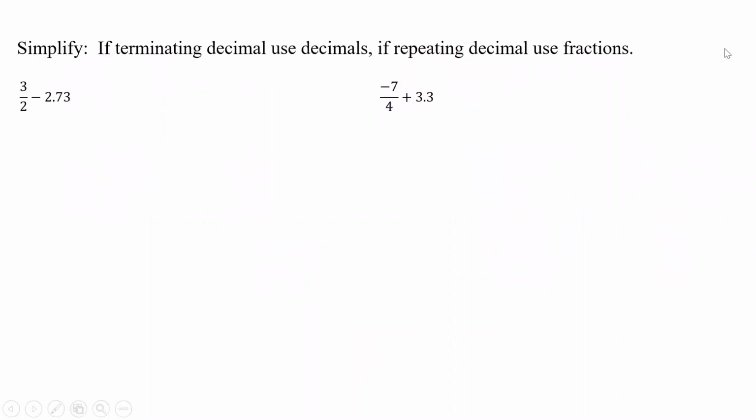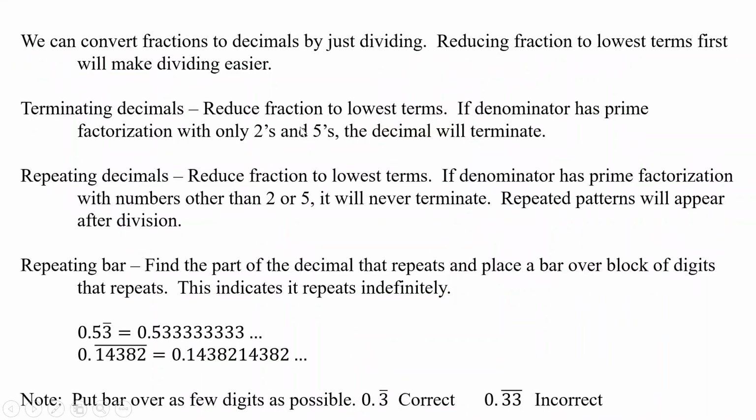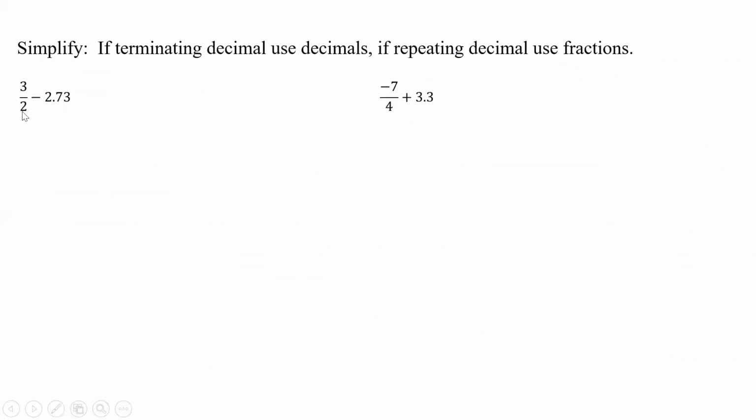All right, so now we need to determine first if it's a terminating or a repeating decimal, and then we'll either convert everything to a fraction or we'll convert everything to decimal and then do that. So remember, 2 and 5, if we go back to our first slide, 2 and 5 will give us terminating. Anything else will be repeating. So here we have a 2. Well, this is 2 times 2, so both of these are terminating decimals. So that means we're going to have to convert them both to decimals.